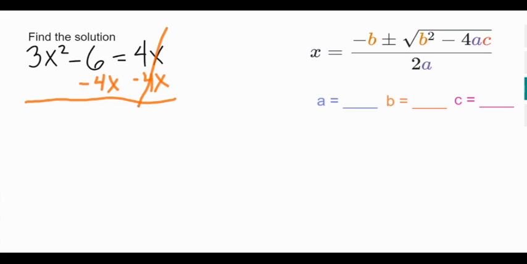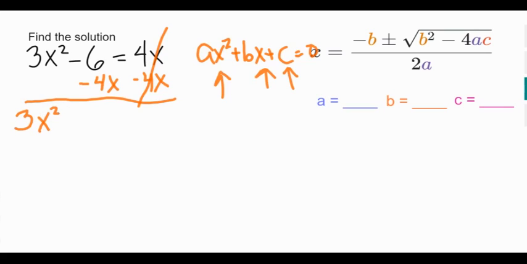Now, when you write your answer, make sure you write it in ax squared plus bx plus c form. In other words, x squared first, x second, number last. So I'm going to write 3x squared. Now the next one should be the one with the x. So minus 4x minus 6 equals 0. That way your ABC is in order.